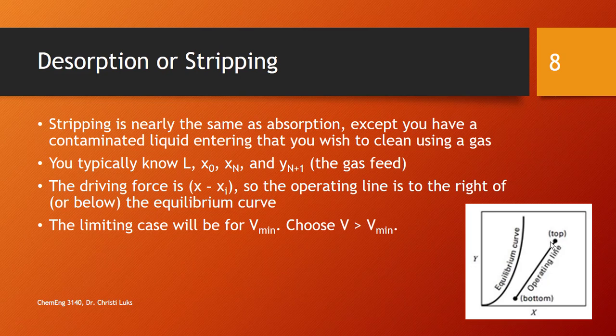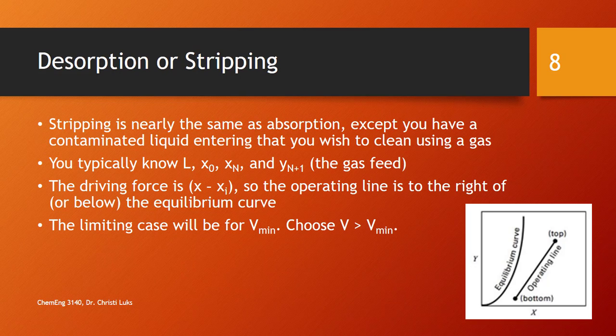So you know what's coming in the liquid at the top. You know what's coming out the liquid at the bottom. You know what's coming in the gas at the bottom. What's going to vary is the top of the tower. You don't know what the gas will come out like. So you're going to vary that until it just touches the equilibrium curve, looking for a pinch point.